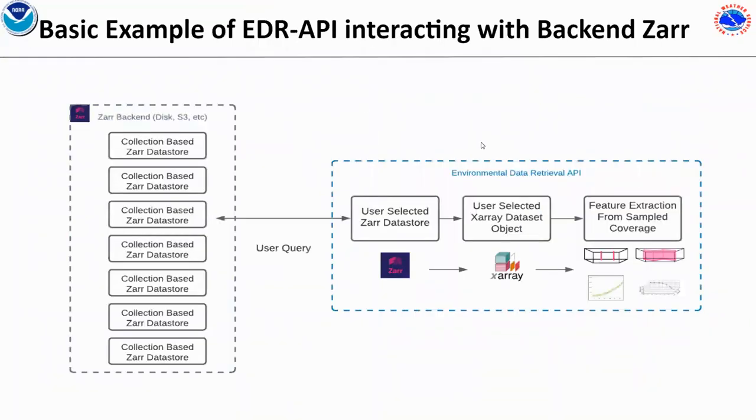A basic example: here's the EDR API container out there. Here's a user accessing URL links. They want a feature extraction from a sample coverage, so they select the collection, they select their geometry type. The EDR API uses the Xarray dataset object, reading in from the pre-processed Zarr data store, and then the Python logic basically parses the data, gets the chunks that they want, and sends it out to the user.